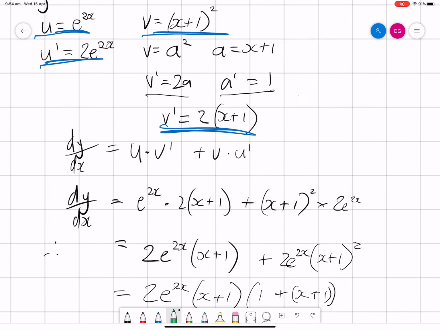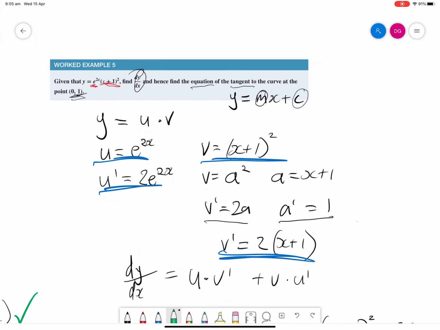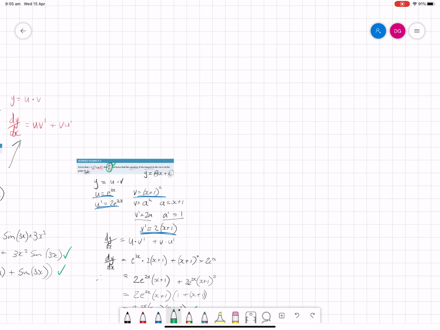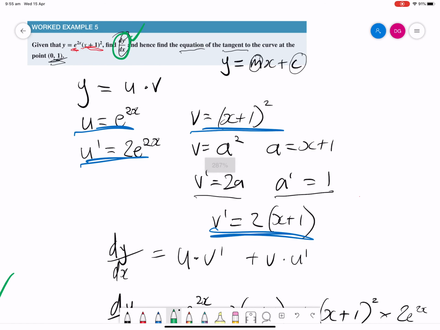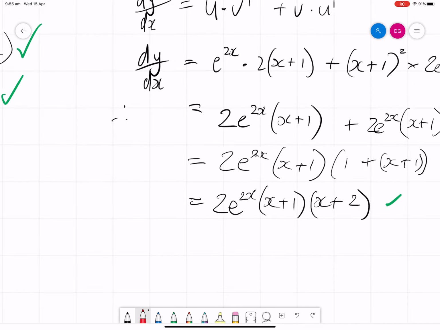But remember, we need to find more than that, okay? We don't just need to find the derivative. We need to do some other stuff. So we've done that, great, okay? Now we need to use that to find the equation of the tangent to the curve at that point, okay? So at the point 0, 1, that means at that point we've got x equals 0, y equals 1. Okay, so we need to find the derivative when x equals 0.